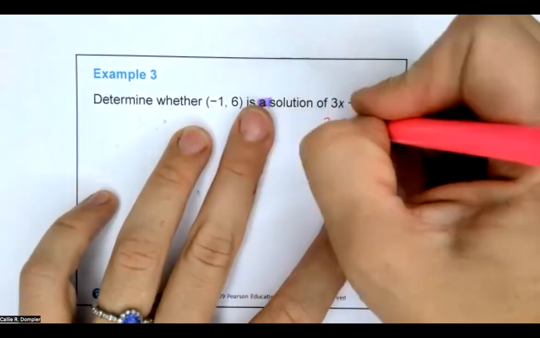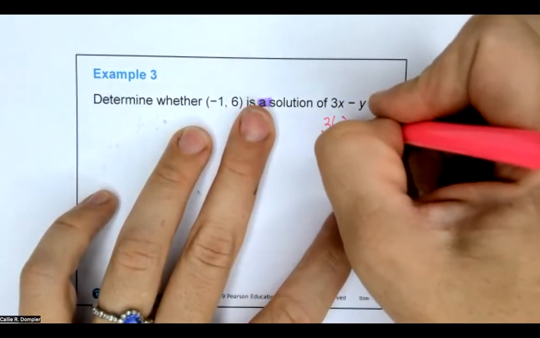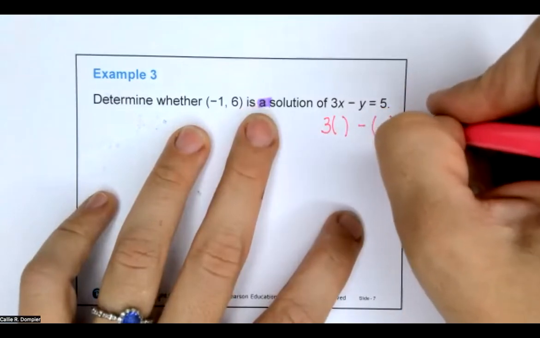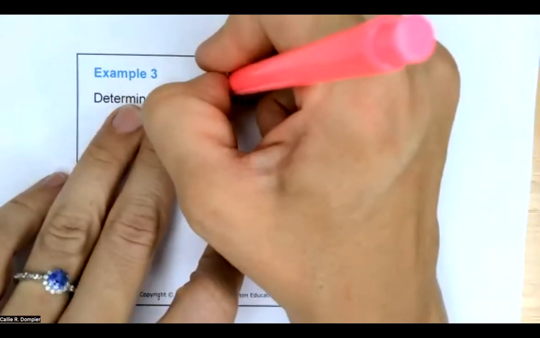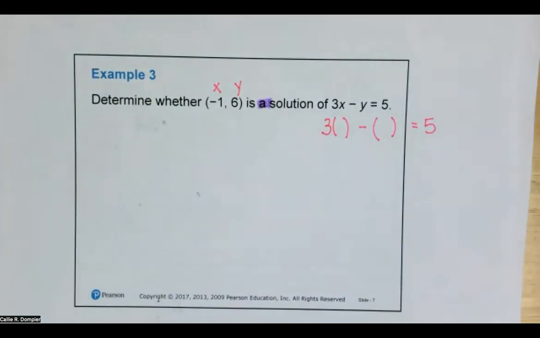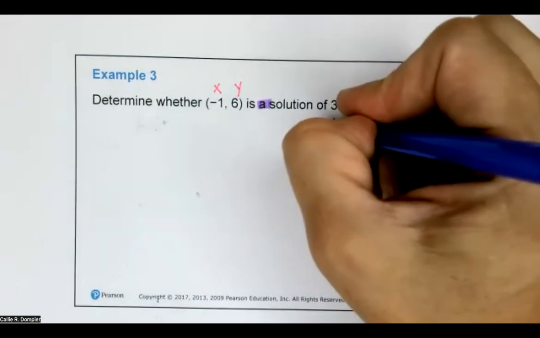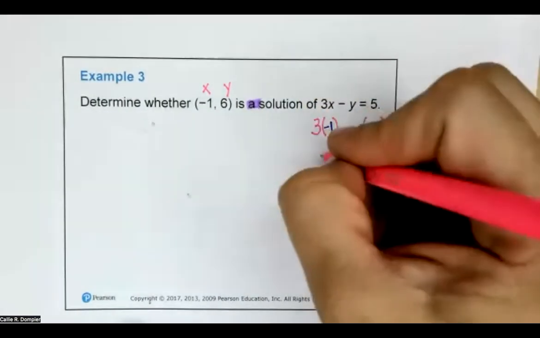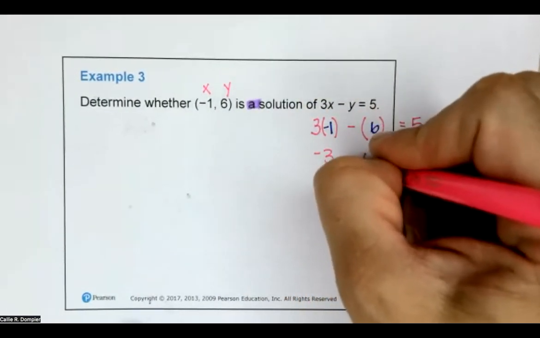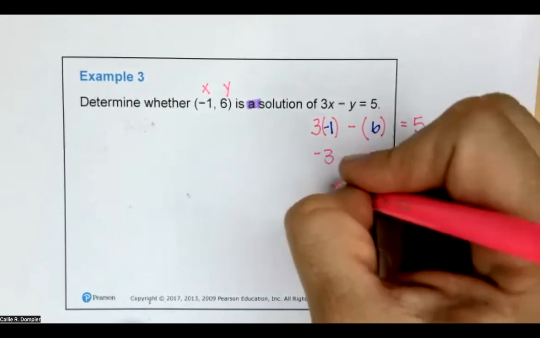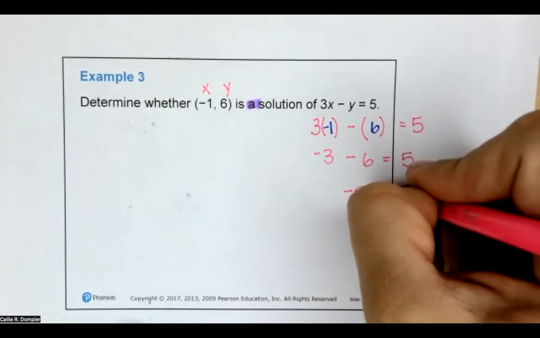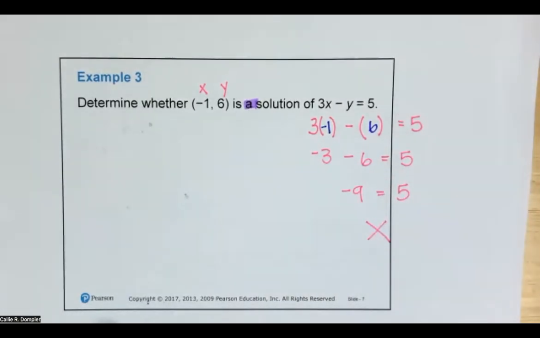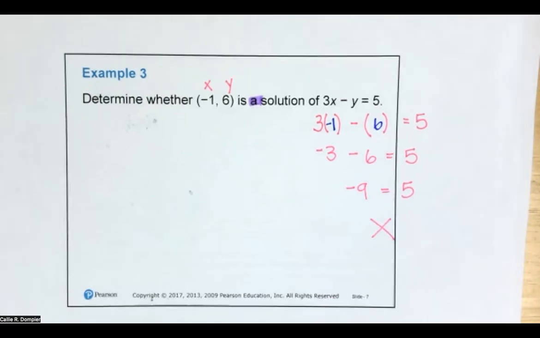So let's rewrite it. 3 times -1 minus 6 equals 5. Remember, that's our x, that's our y. So I'll put them in. 3 times -1 minus 6 is 5. True or false? 3 times -1 is -3, minus 6 is -9, not 5. This is not true, right? So we would just say that is not a solution. It's just as legitimate to graph it as it is to do it algebraically.